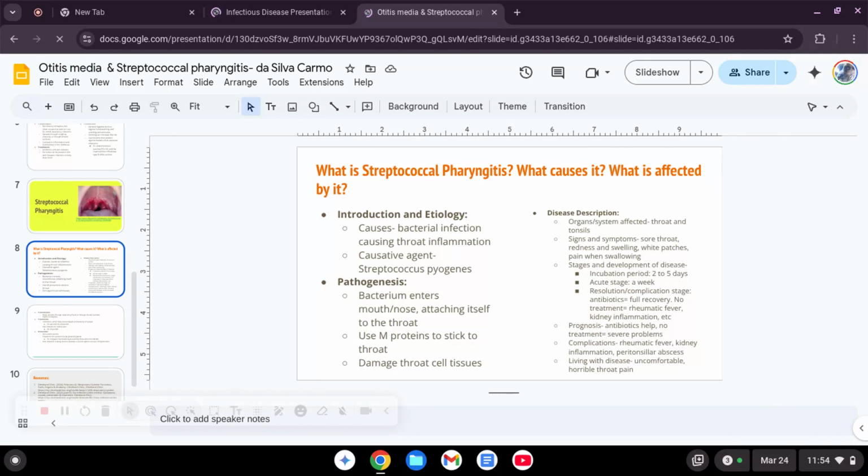It produces M proteins, which allow it to stick to the throat and attack the immune system. This allows it to multiply and release toxins, damaging the tissues of the throat. This causes pain, swelling, and redness, which is the strep throat infection, and it tends to lead to swollen glands, redness in the back, pain when swallowing, and whiteness in the back.